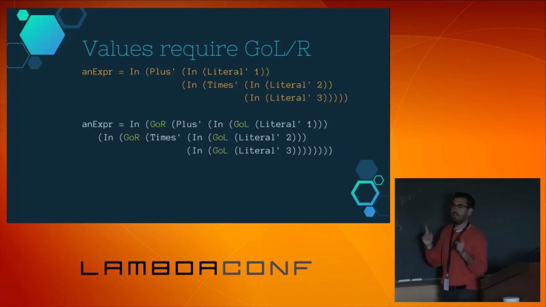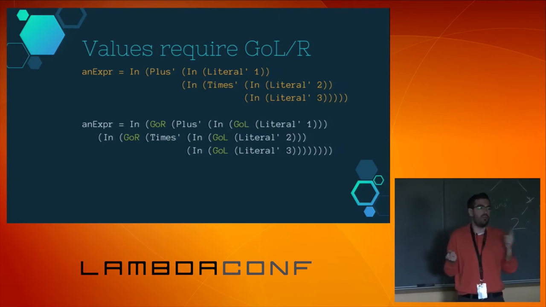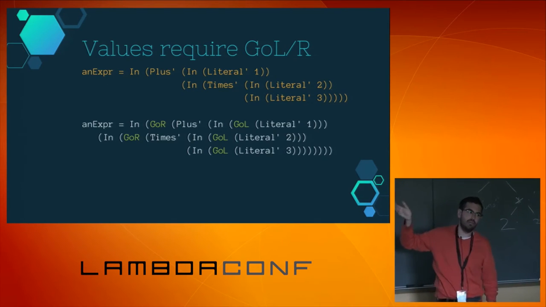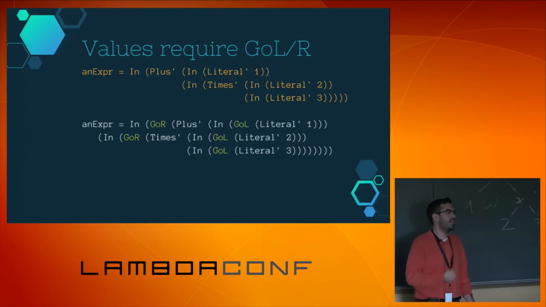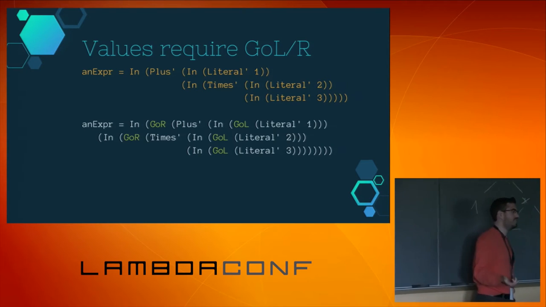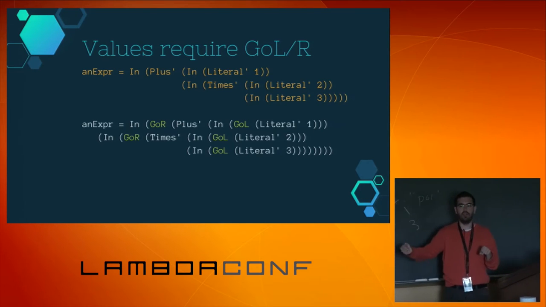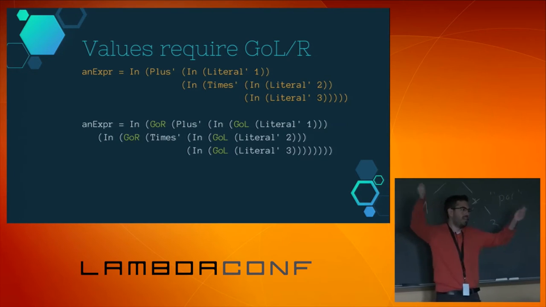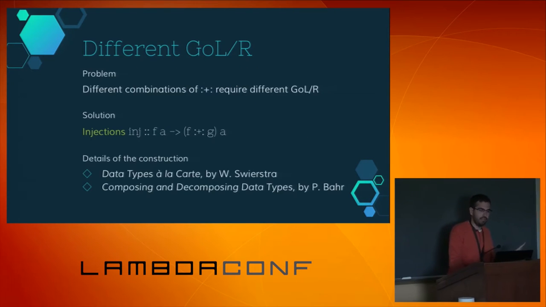The problem now is that our values require, at each point, telling whether you want to go left or right. So what before was a bit annoying, having all these ins, now you have to have the ins and the go R or go L. So this is quite annoying if you want to use it all the time, especially because if you are combining a new functor, now you have to say go left or go right. And you know, it doesn't scale. If you have like four, then you would have to do several combinations. So this is a bit tricky.